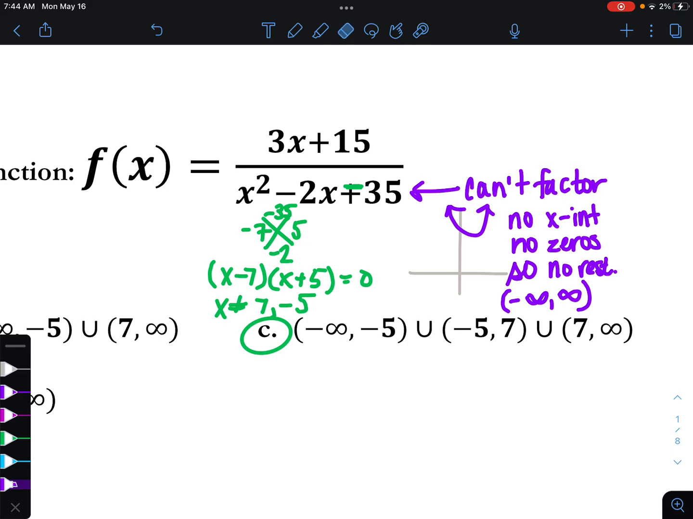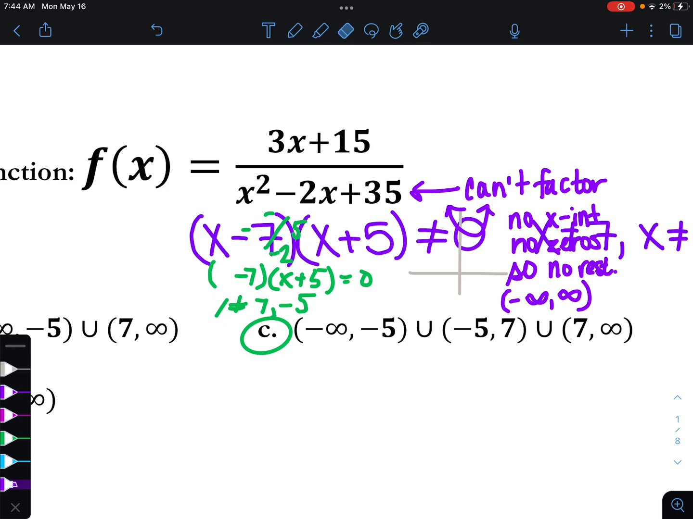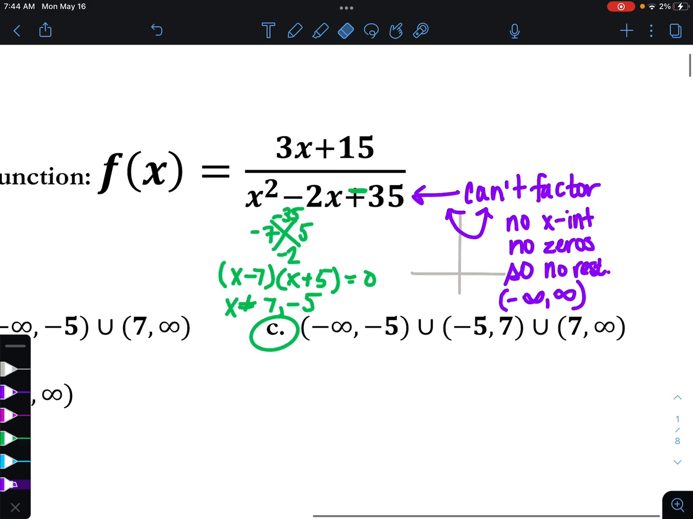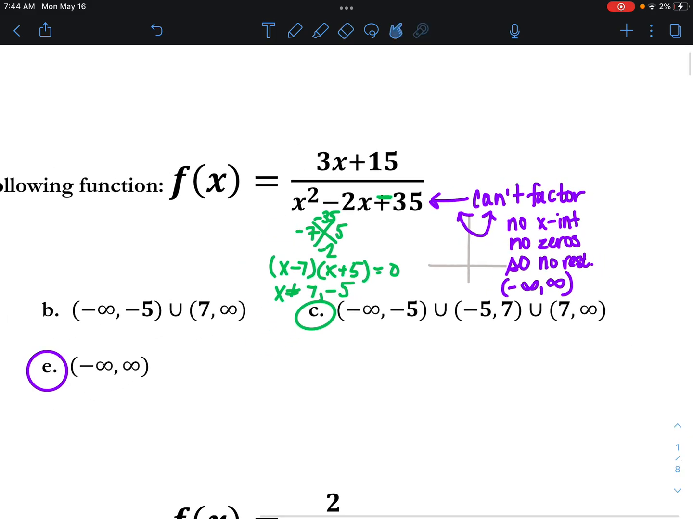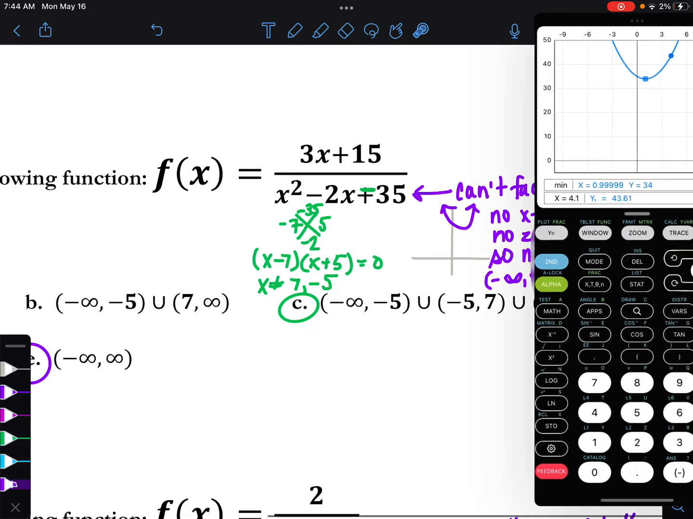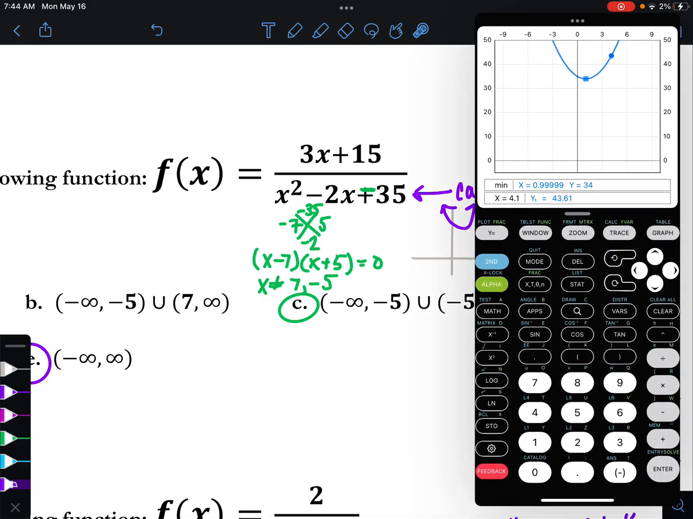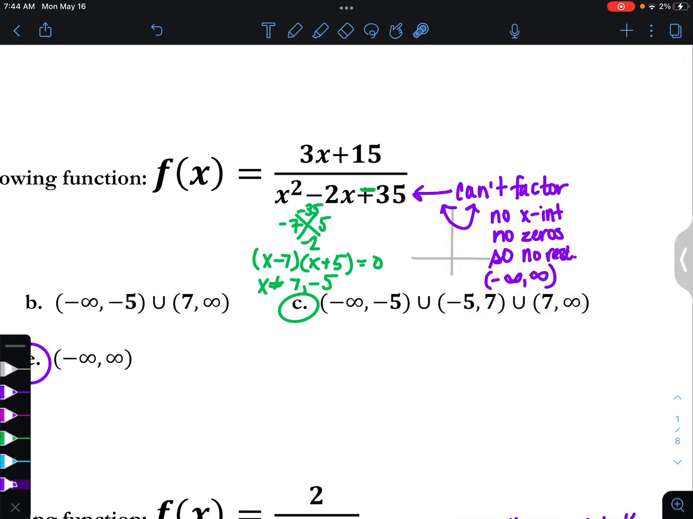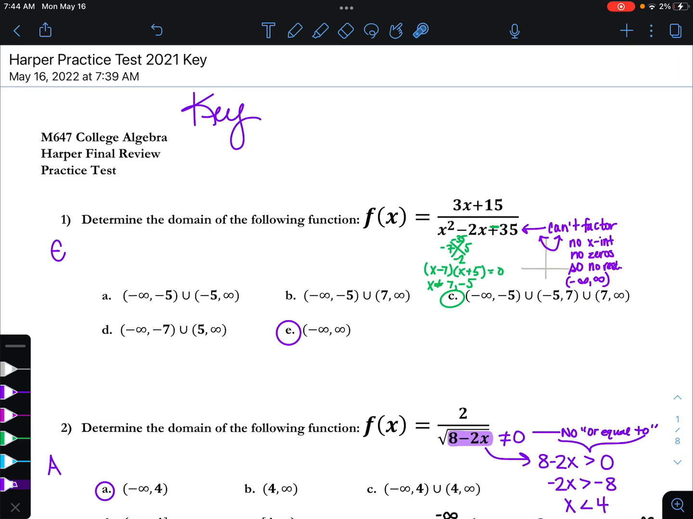So make sure you're looking carefully at these quadratics and working through them carefully. Again, if it can't factor in the denominator, I would recommend graphing it on your graphing calculator. If it doesn't intersect the x-axis, then it has no x-intercepts, no zeros, so no restrictions, okay?